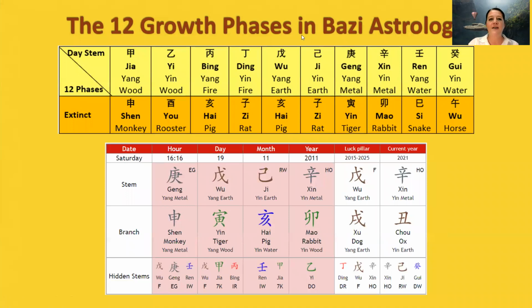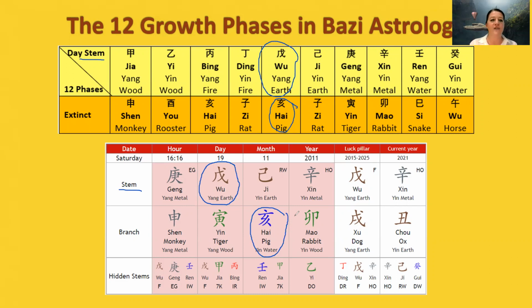So this person here, again, the reference point is the day stem. So this would be Wu Earth, which is the yang polarity of Earth. And then we go and check here in this pillar, where do we have Wu? Wu is located here, and the extinct phase for someone who is born on a Wu Earth day is in the pig. Now here we have a pig in the month pillar. So this means that in the month, this person has or undergoes an extinct phase. Now what it means, I will explain later.